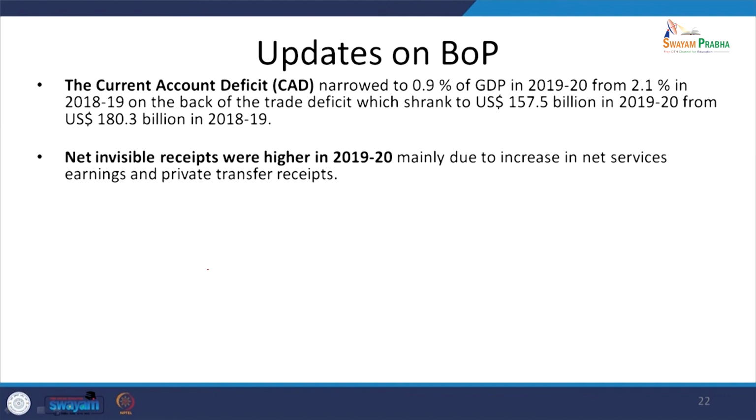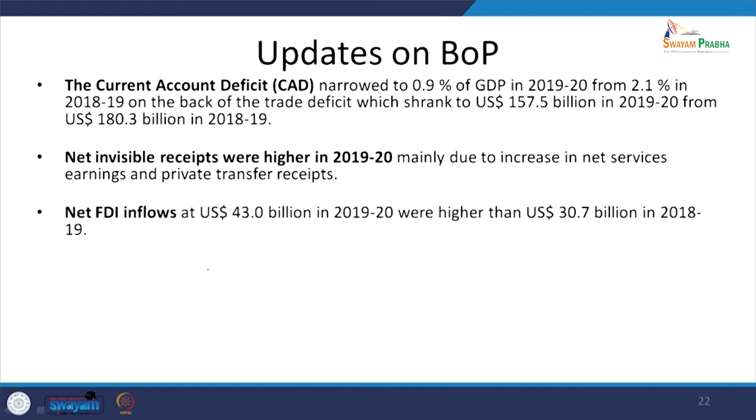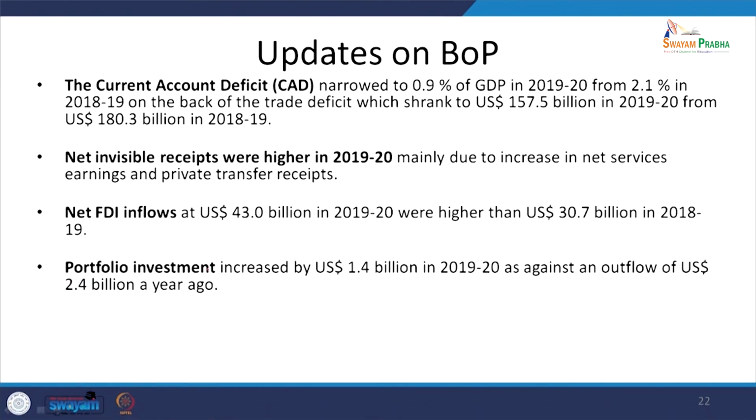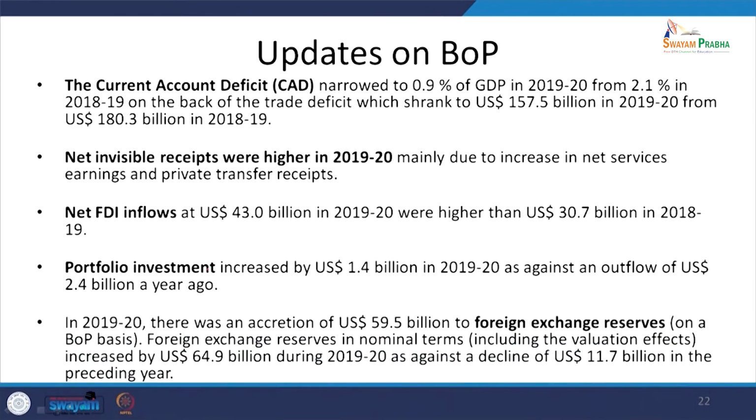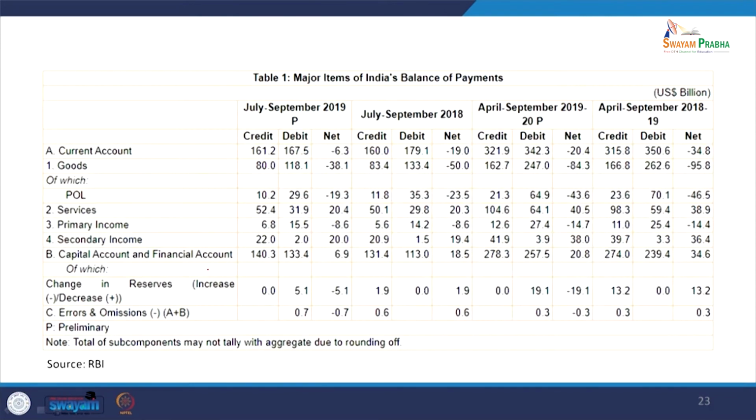Similarly, net invisible receipts were higher in 2019-20. Invisibles, basically the receipts related to services, are very much higher. Net FDI inflows also increased. Portfolio investment also increased. We will discuss all those things in detail. Similarly, foreign exchange reserves in nominal terms also increased to a certain extent, and these are given here.